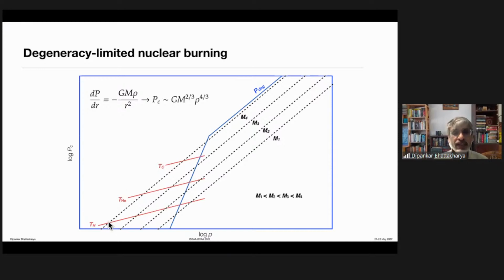Cores more massive than that will cross both hydrogen and helium burning stages and may even be able to ignite carbon burning. Certainly, if it's able to cross this line, it will ignite carbon burning. But it will stop before oxygen is ignited. They will end their lives as oxygen neon magnesium white dwarfs.